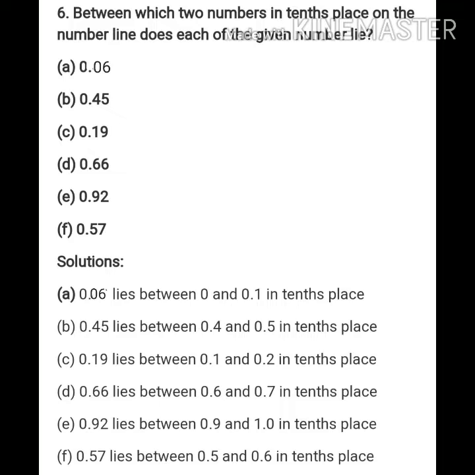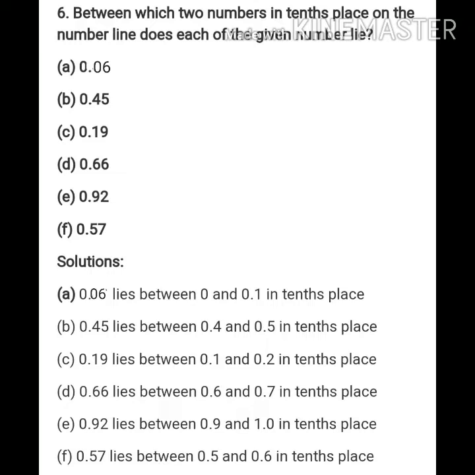First part, 0.06. Here at the 10th place we have 0. That means n is 0, so n plus 1 is 1. So 0.06 lies between 0 and 0.1 in the 10th place. B part, 0.45. Here n is equal to 4 at the 10th place. So n plus 1 is equal to 5. Therefore 0.45 lies between 0.4 and 0.5 in the 10th place.